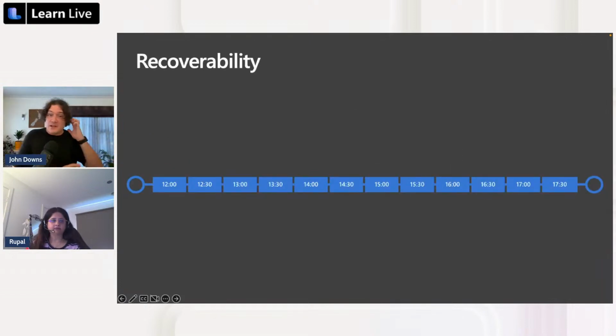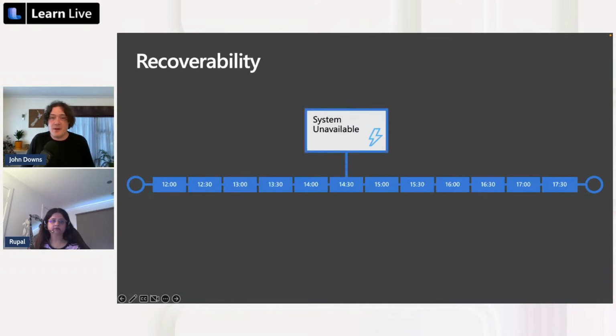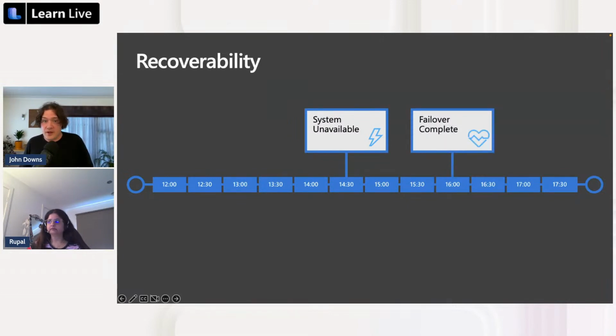So we've talked about availability. Now let's talk about recoverability. Let's look at an example timeline of a scenario that happened during a hypothetical afternoon. Suppose that your system has some sort of catastrophic failure at, say, 2:30 in the afternoon. Now, luckily, it happened during the business day and your team was working. And so they very quickly figured out what the problem was, and they were able to restore the system from a backup by 4 p.m.